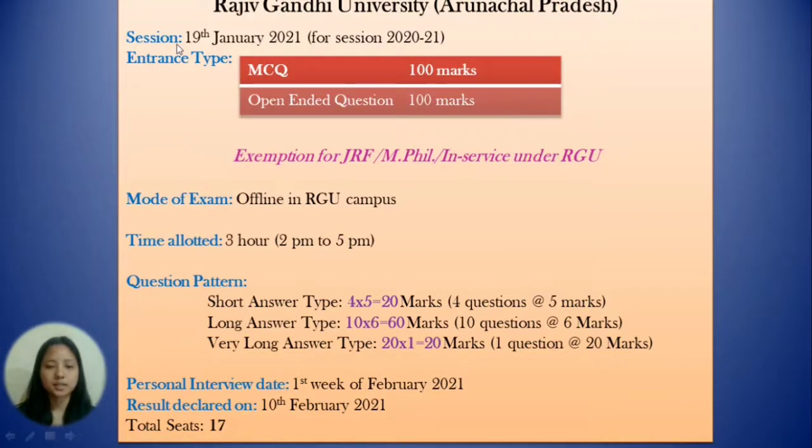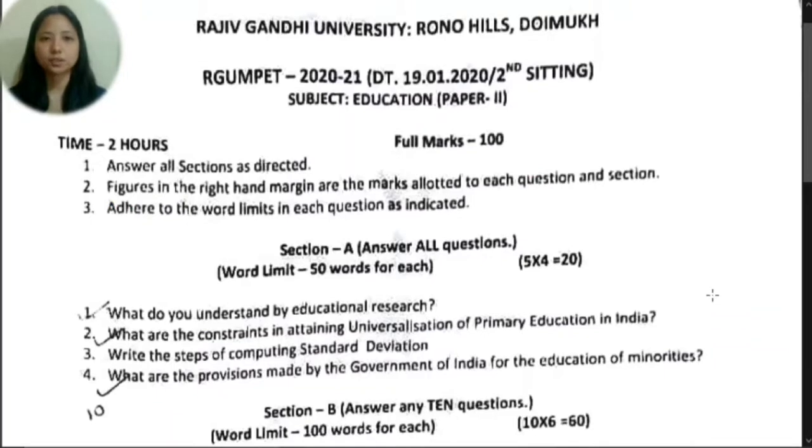And the personal interview for the selected candidates was carried out in the first week of February 2021, and the result was declared on 10th February 2021. And the total seats for PhD in education in Rajiv Gandhi University was 17. So this was the question paper of Rajiv Gandhi University.